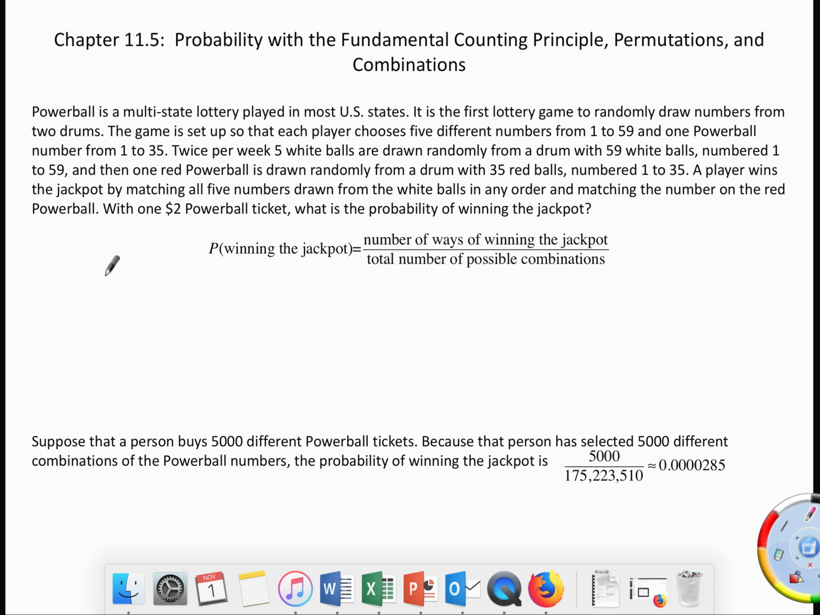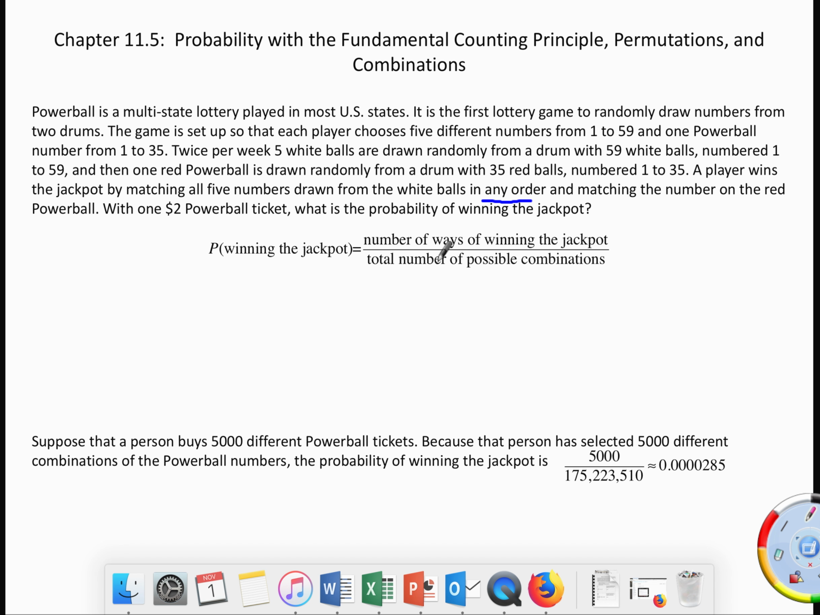A player wins the jackpot by matching all 5 numbers drawn from the white balls in any order. Here we go. In any order. And matching the number on the red Powerball. With one $2 Powerball ticket, what is the probability of winning the jackpot?